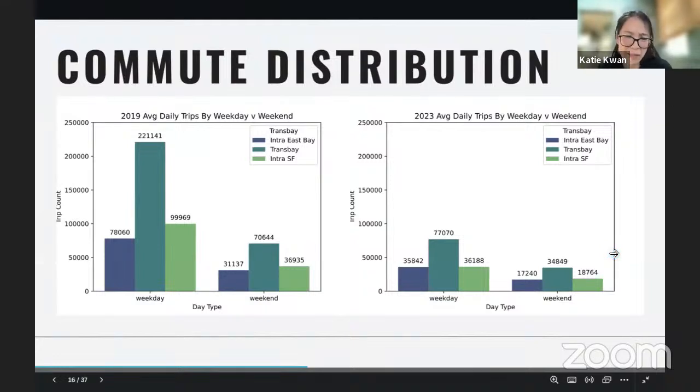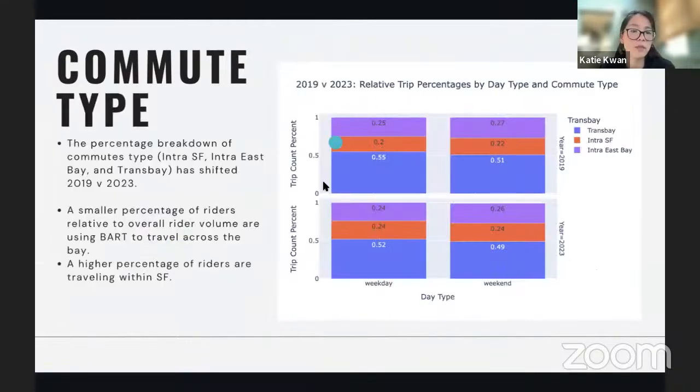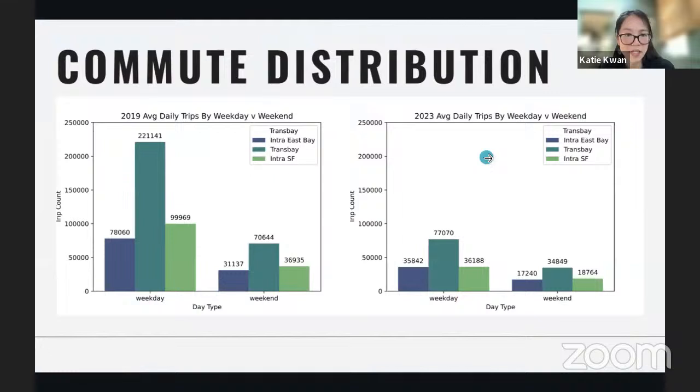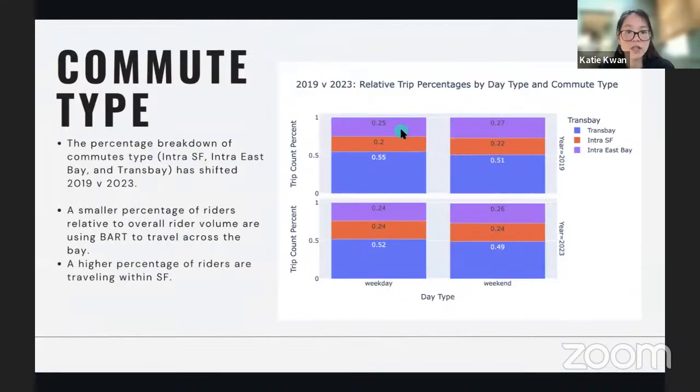To get really granular on the distribution of the Trans Bay, East Bay, and intra populations, I went ahead and normalized it. This is the same information, but in terms of percentages. I want to see, has it truly all stayed the same? The top visualization is 2019 and the bottom is 2023. We can see that Trans Bay activity has actually decreased. In 2019, on weekdays, Trans Bay trips made up 55% of total trips, but now it's down to 52. So it's down by 3 percentage points.